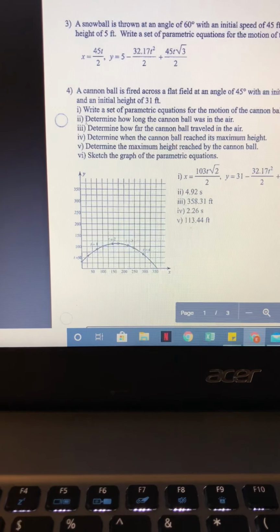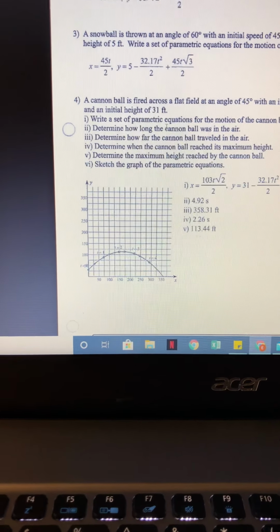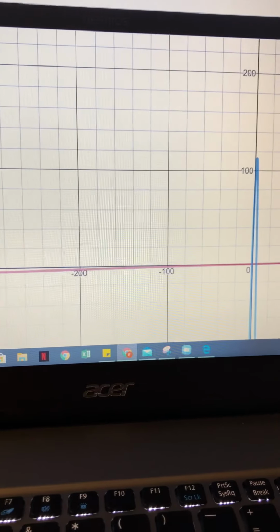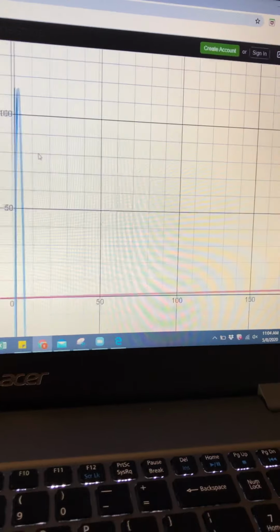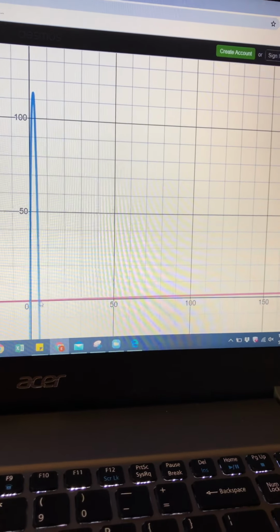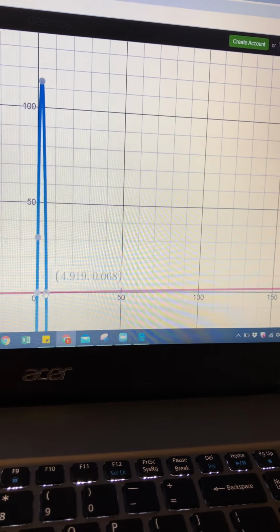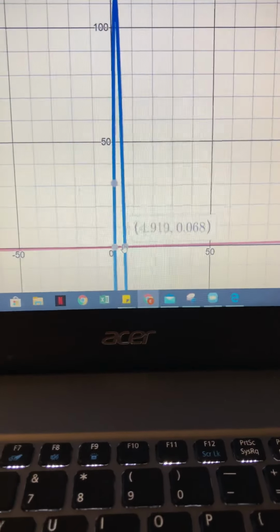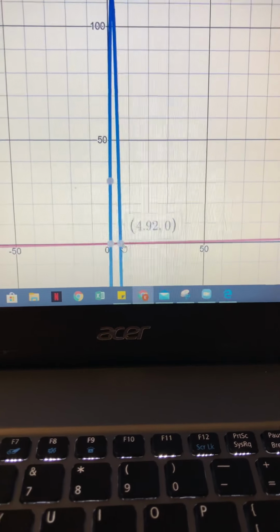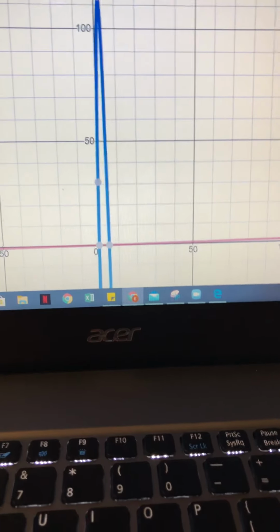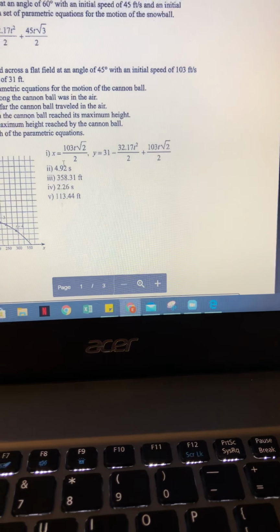And then it says, part 2, determine how long the cannonball was in the air. Well, I'm going to hide this because I don't want to see these on the graph. But if you look at this, we've got this blue one and the red one. These are our parametric equations. Where they intersect is the ending point, like where the cannonball drops. So 4.919 seconds, or 4.92. Okay, that's how long it was in the air.